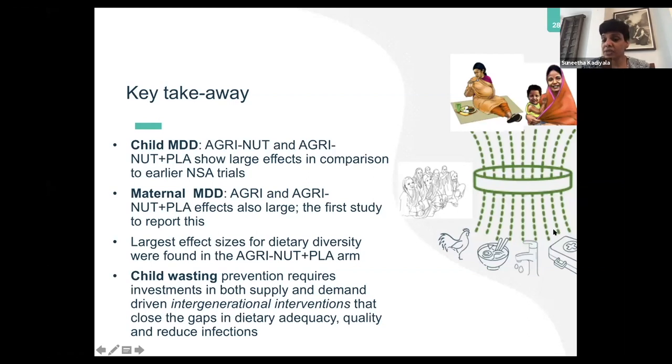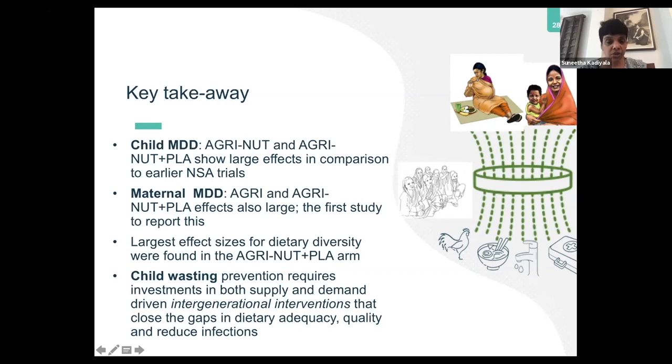And of course, all of us are aware of how infections play an important role in wasting. And we really need to tackle that, not just by telling the mother to go to a healthcare center when the child is sick, but also to really improve healthcare centers' performance with the needed resources, training, and everything else.